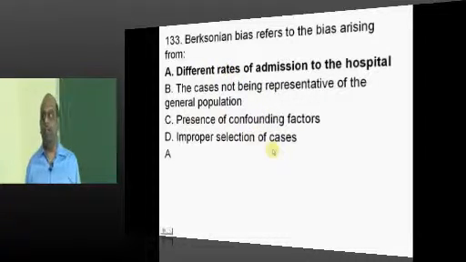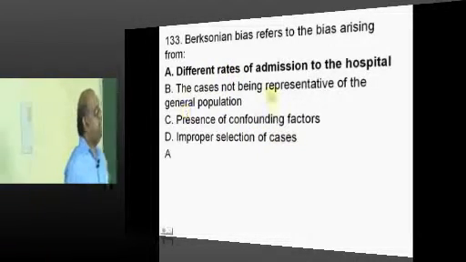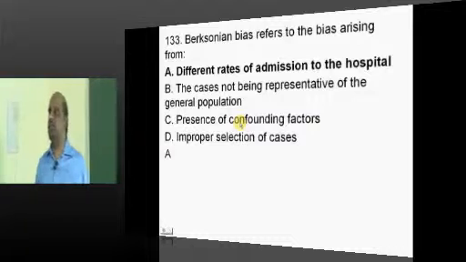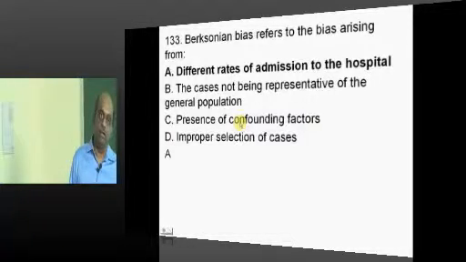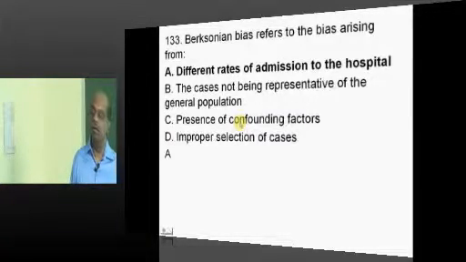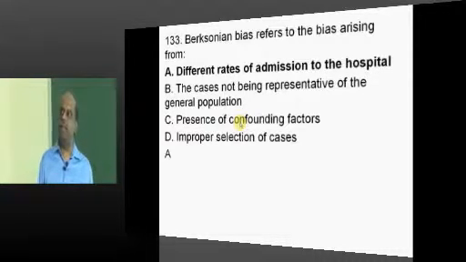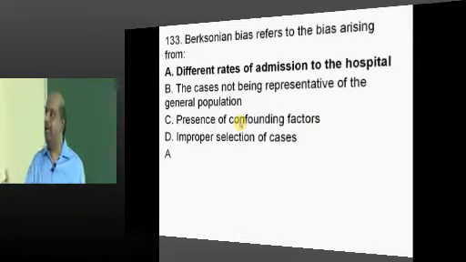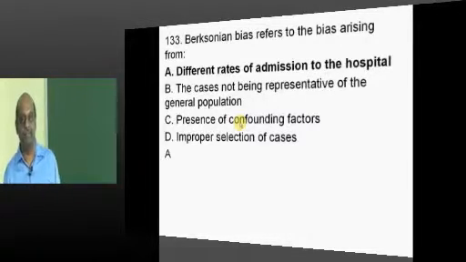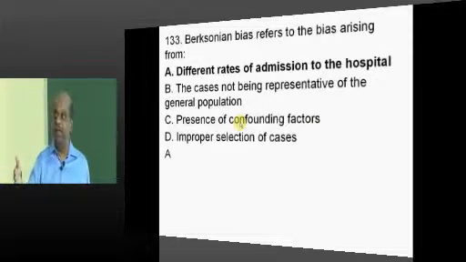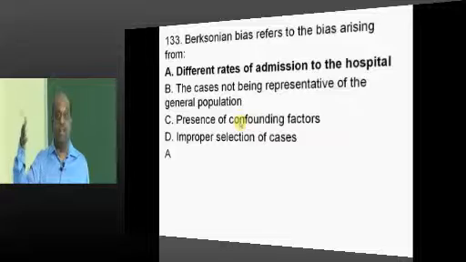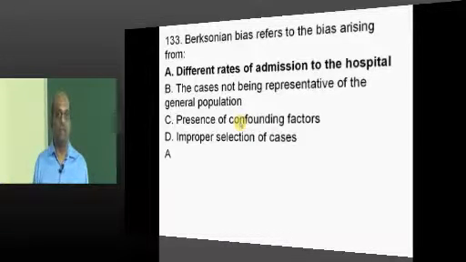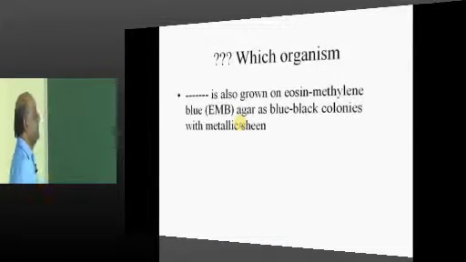What is Berksonian bias? It is the different rates of admission to the hospital. Suppose you are in a peripheral hospital, a super specialty hospital, and out of 100 patients in the OPD, 95 are heart attack patients. It doesn't mean that in the entire Hyderabad city, 95 out of 100 have heart attack. It is because of the referral effect. There is a bias in statistics, which is called Berksonian bias.